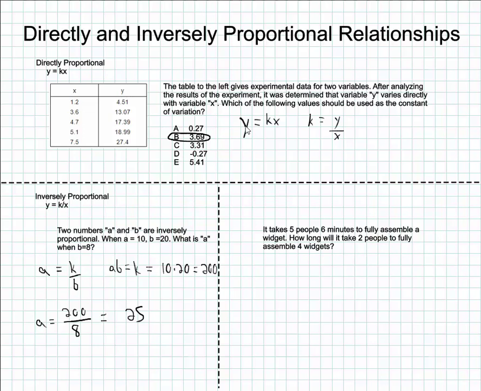So let's define some variables. So let's say we have n represents the number of people. We have t is equal to time, and we'll have k represent the rate constant. So now we can say that time and the number of people are inversely proportional. So time is equal to k over n.